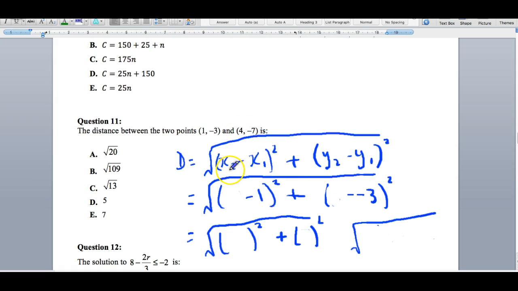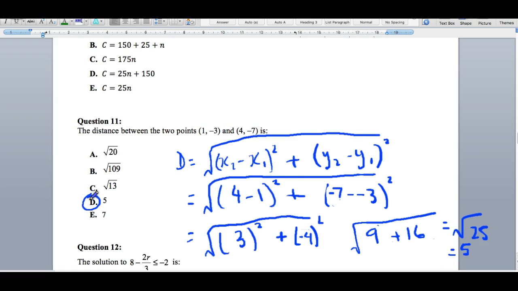Okay, so x2 is 4. And that's probably another good reason why you should label them x1, y1, and so forth. So y2 is -7 minus -3. I think we're right now. So 4 minus 1 is 3. And then -7 plus 3 is -4. So we have 9 plus 16, which gives you the square root of 25, which gives you 5. That's nicer.